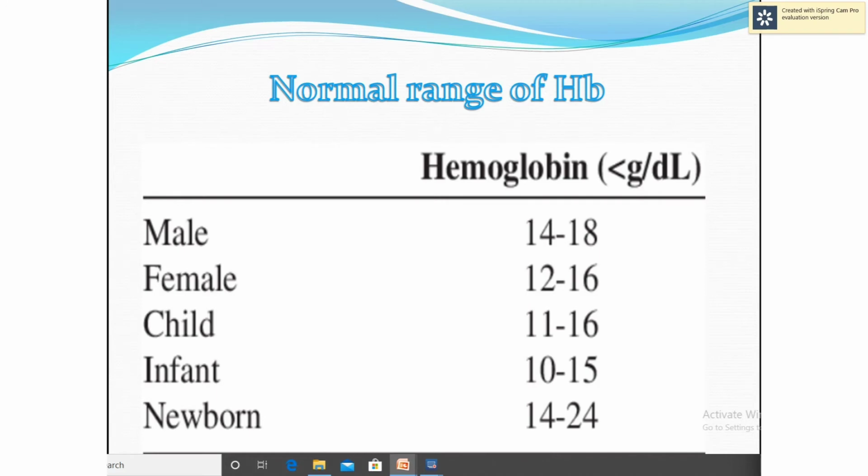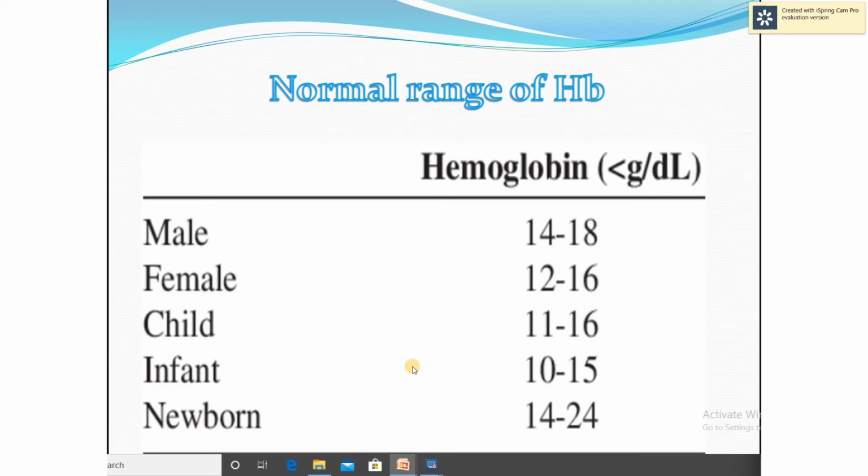Before that, let us know the normal range of hemoglobin. If you are a male and have hemoglobin between 14 to 18 grams per deciliter, as I have told you, gram per deciliter is the unit to measure hemoglobin, your hemoglobin level comes under the normal range. Next, if you are a female and your hemoglobin level is between 12 to 16, again you are in the normal range. Then child 11 to 16, infant 10 to 15, and newborn 14 to 24.